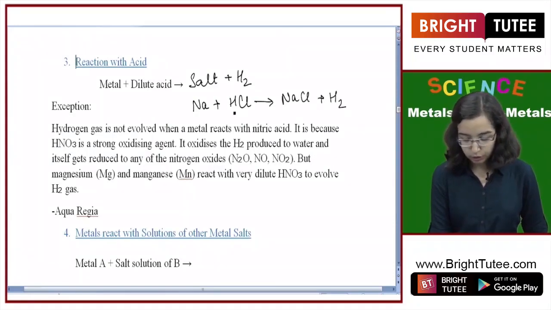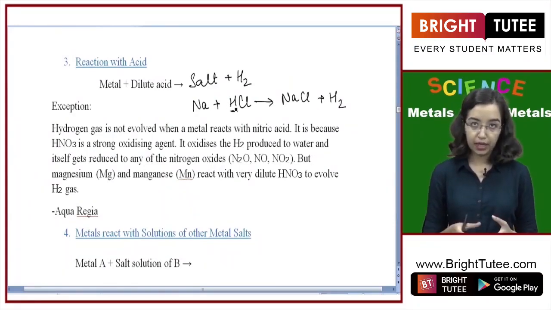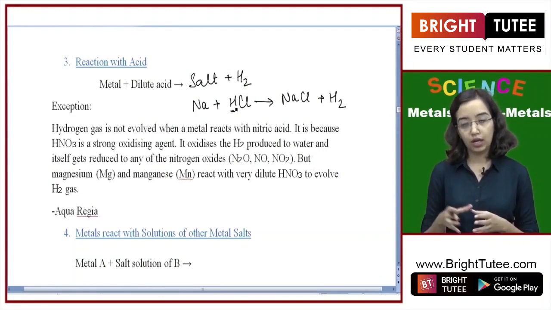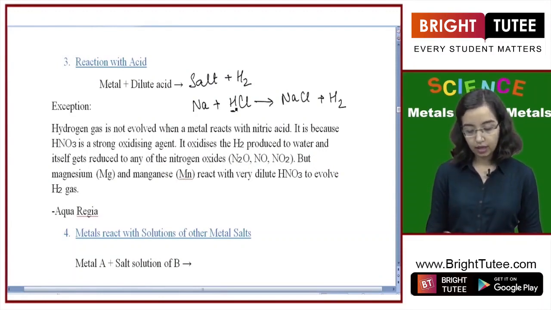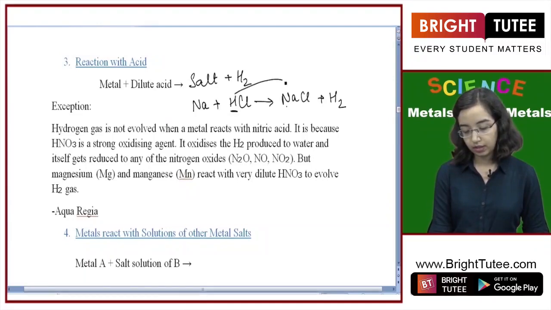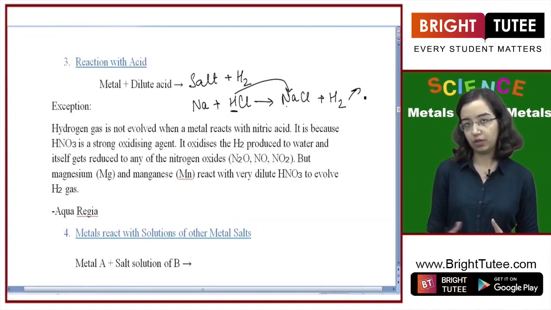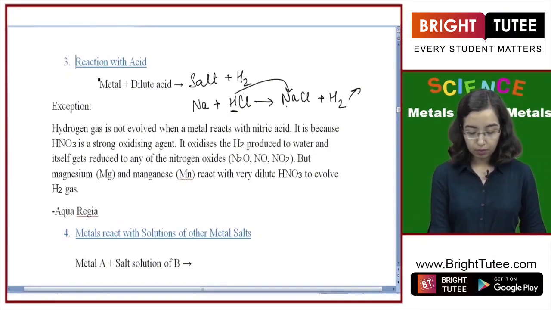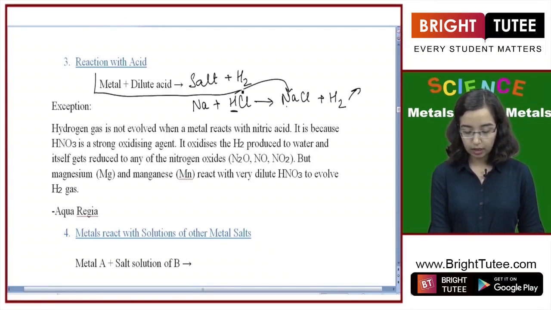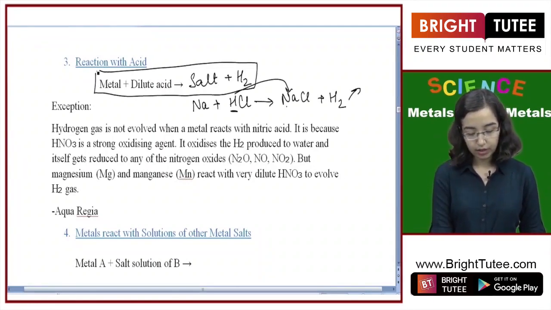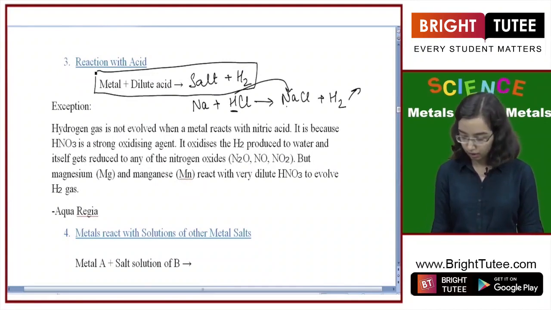plus H2. So basically this hydrogen is replaced from its own compound, which is this acid, and the metal takes its place. So this place is again taken by a metal and the hydrogen gets displaced. This is a single displacement reaction if you want to relate it to the first chapter. So the idea is that metal will react with dilute acid to form salt and release hydrogen gas, right?